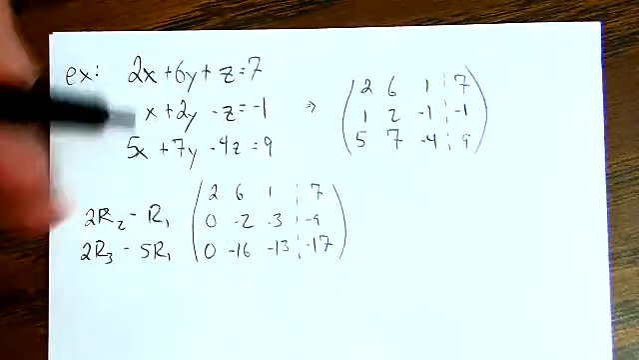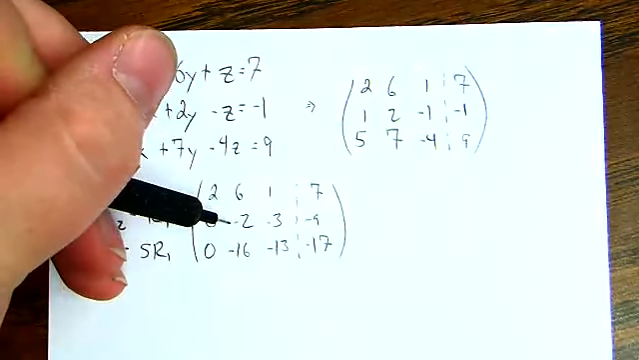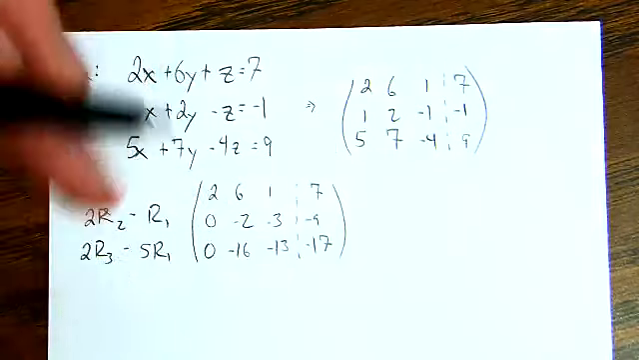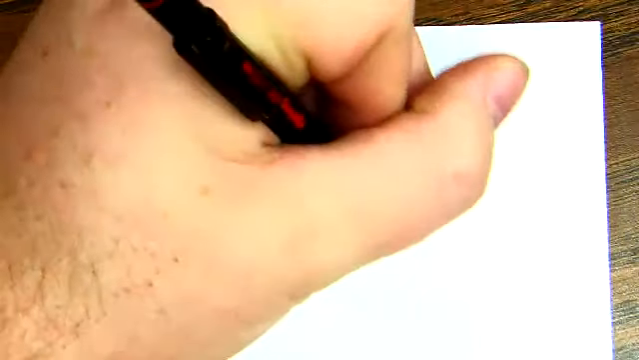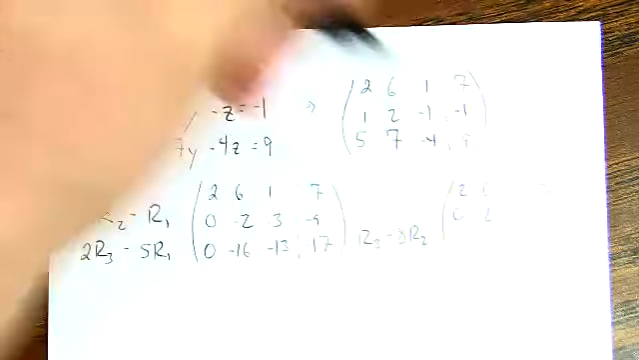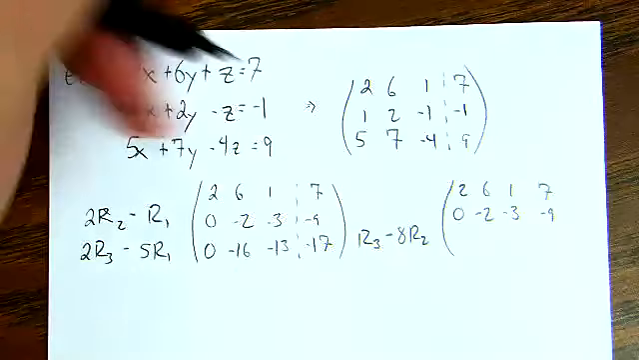To get rid of the negative 16 here, I am going to just combine it with this one. Say if I multiply this second equation by 8 and then subtract them, that'll get rid of it. So let's do row 3 minus 8 row 2. I didn't do anything to row 1: 2, 6, 1, 7. Didn't do anything to row 2: 0, negative 2, negative 3, negative 9. But now row 3, I'm changing.